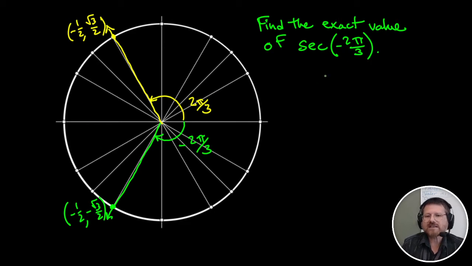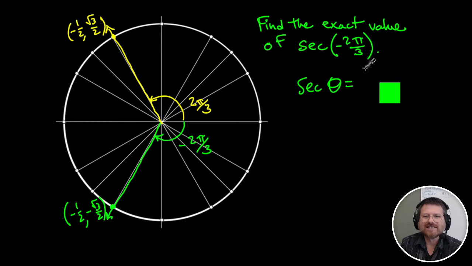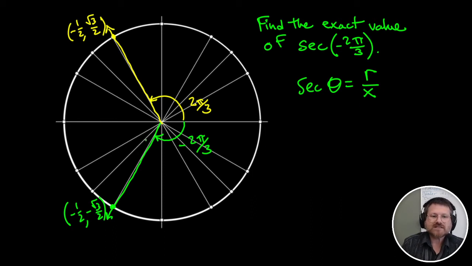Then I know that secant is the reciprocal of cosine. That means that the secant of an angle is x over, oh, almost made a mistake there. That would be cosine, r over x. So cosine is x over r, so secant is r over x. I know all of these variables because r on the unit circle will always be 1, and the x value is negative 1/2.